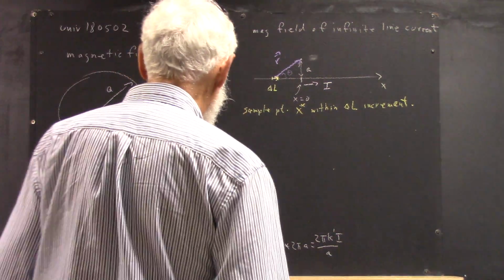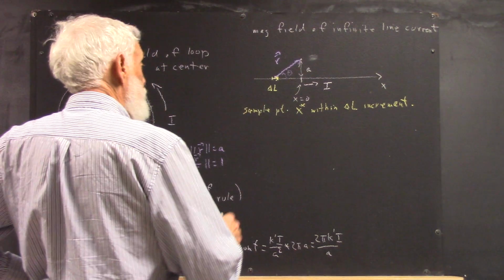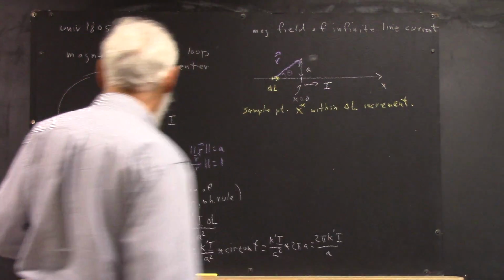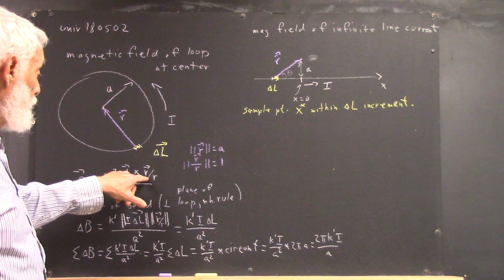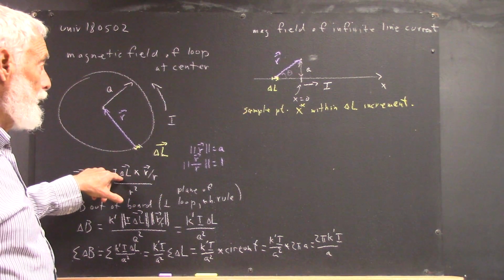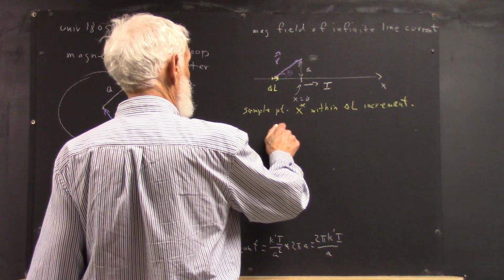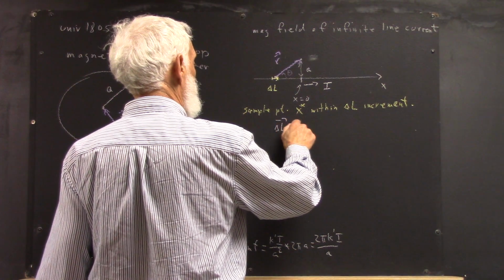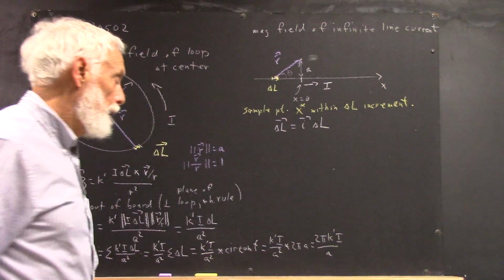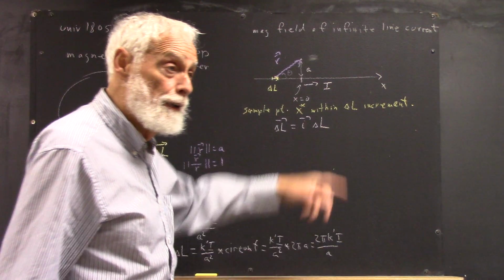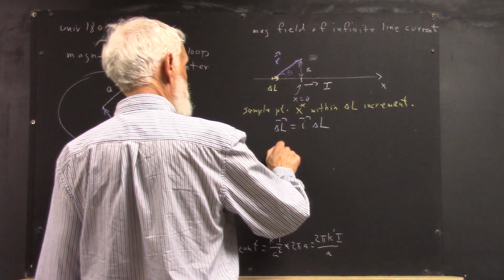Okay, so I didn't really give you time to work all this out, but I wanted to get a good start on it. To write this expression down, all you need is your R vector and make a vector out of this delta L increment, right? Well, delta L is just the i vector times delta L. That was easy.